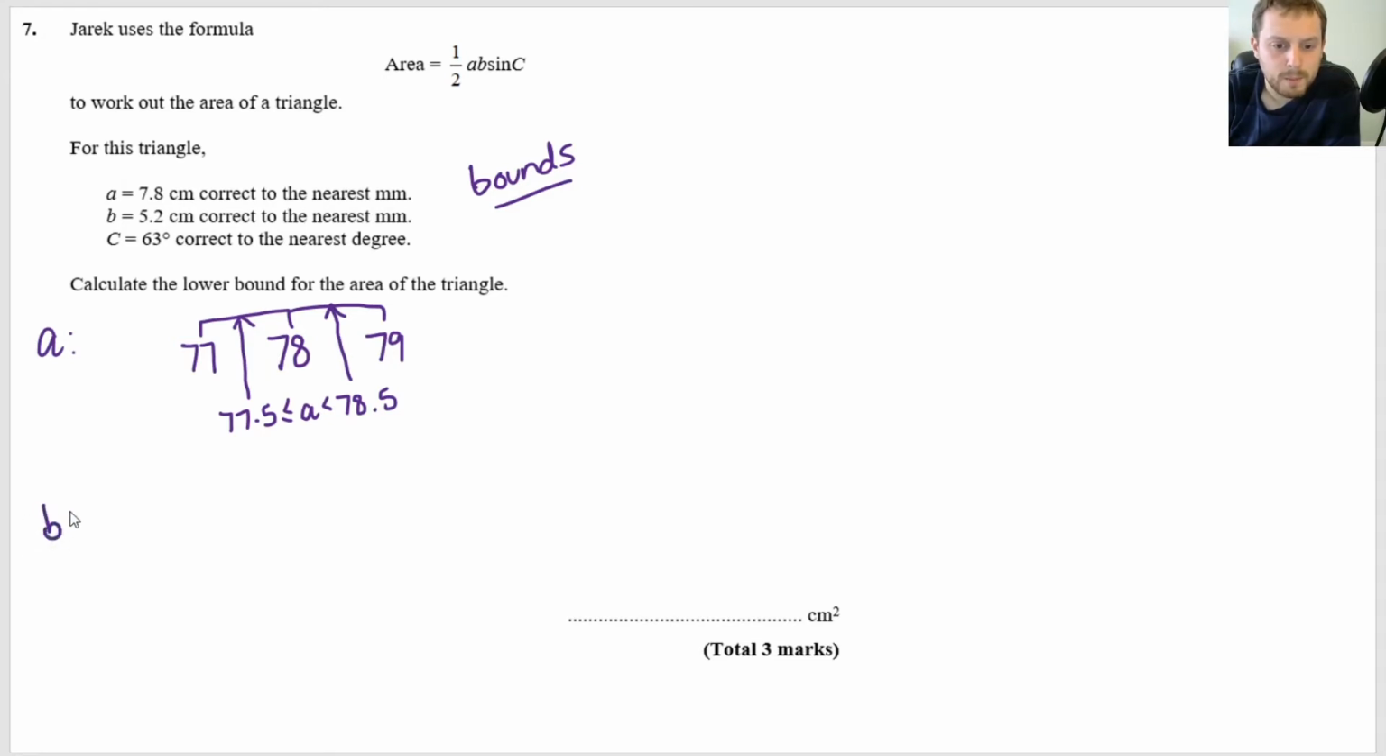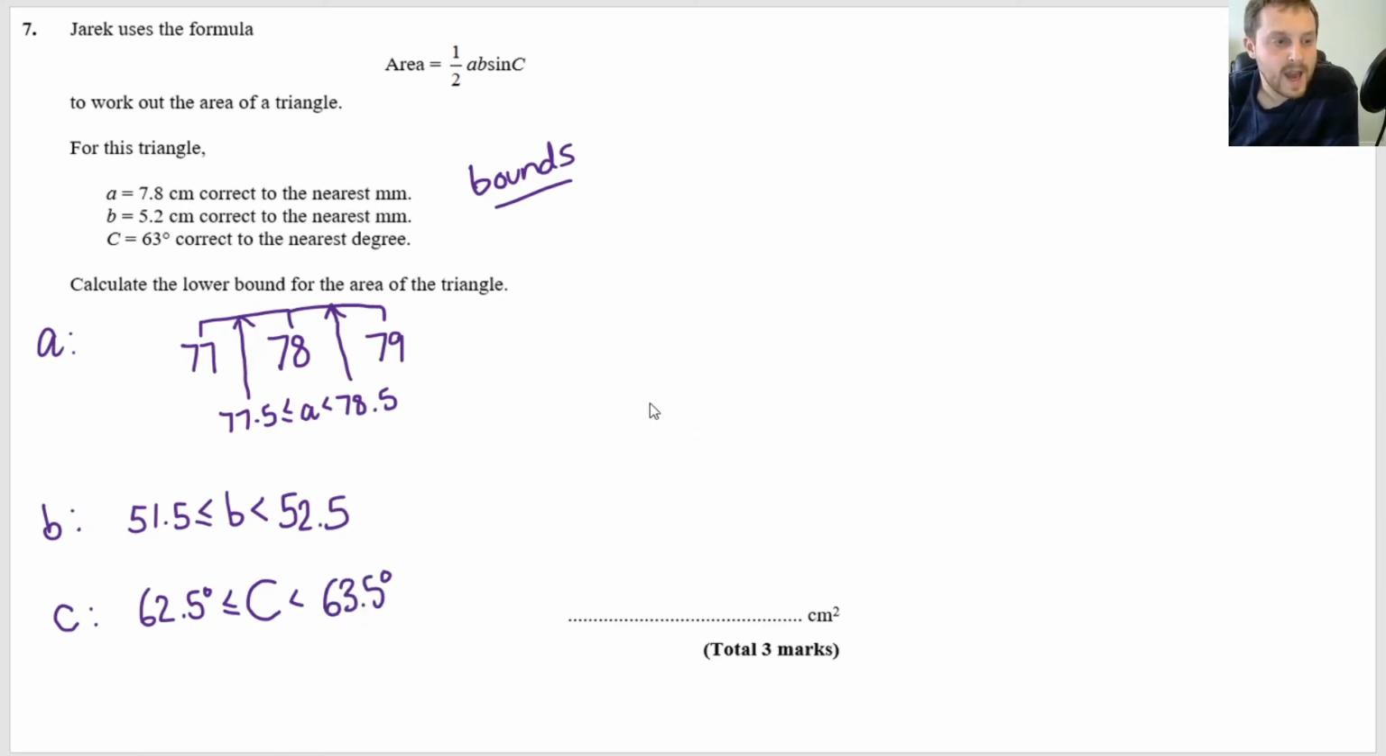And we can do the bounds for B. It's the same idea. In fact, you could repeat the same picture, but I'm just going to write the answer. So it would be 51.5 up to 52.5. So if you could just draw the same picture, but instead of 78, you'd have 52, and you get this answer. And then for C, it's going to be 62.5 up to 63.5. And it wants the lower bound for the area of the triangle.